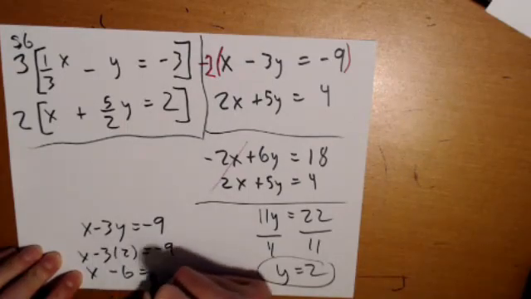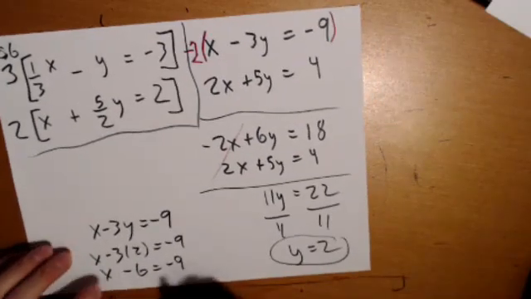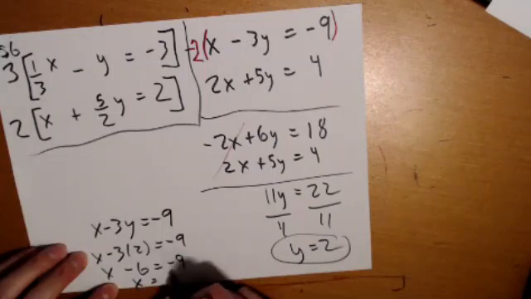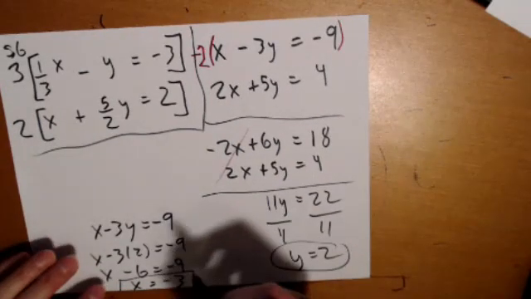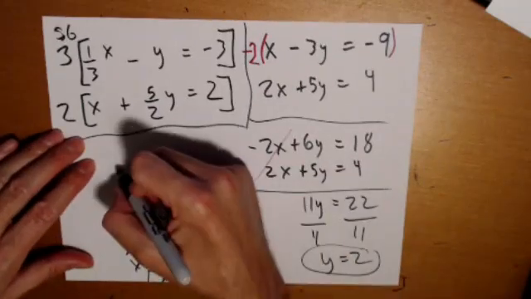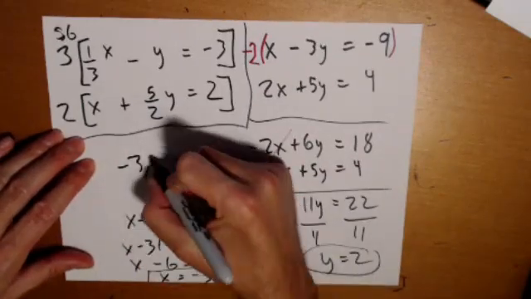X minus 6 equals -9. Add 6 to both sides, so x is -3. So my answer, if I write it as x comma y, would just be the x is -3, the y is 2.